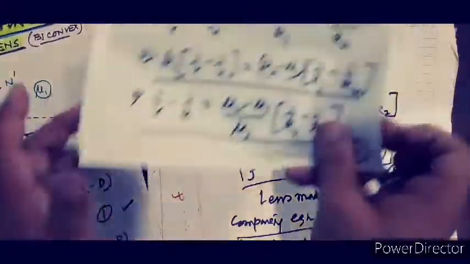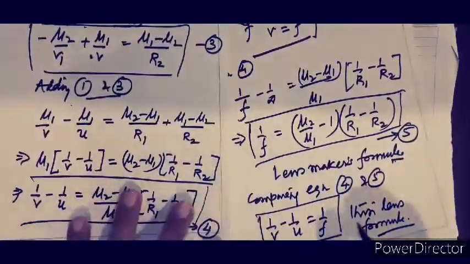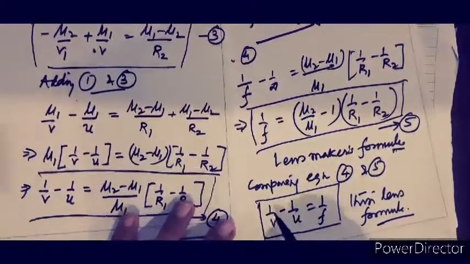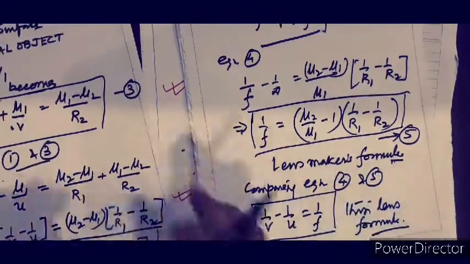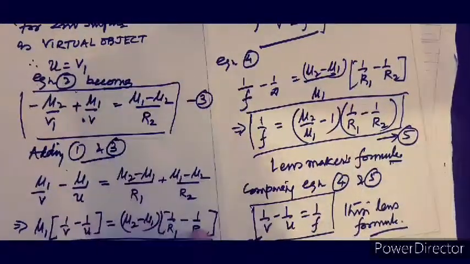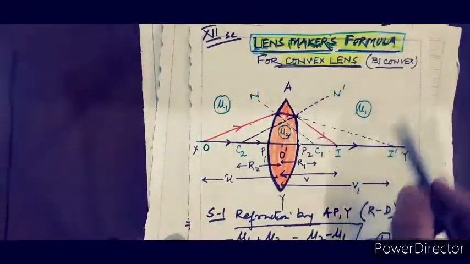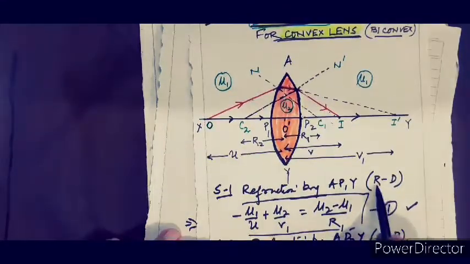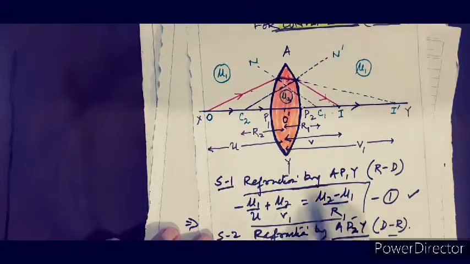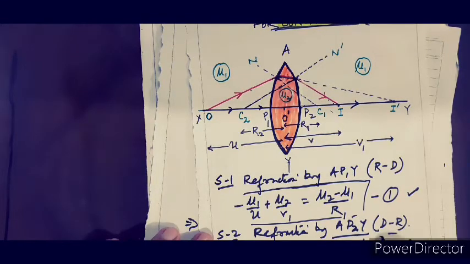Right. This is your Lense-Maker formula, and then comparing this equation and this equation, right hand side is same, so equating the left hand side, 1 by v minus 1 by u is equal to 1 by f. That is the thin lens formula. Very, very important. So revising it, Lense-Maker formula very important for the convex lens. Biconvex is the diagram. Ray is here, two refractions occur. First refraction rarer to denser, second denser to rarer. Apply the formula for refraction at spherical surfaces.